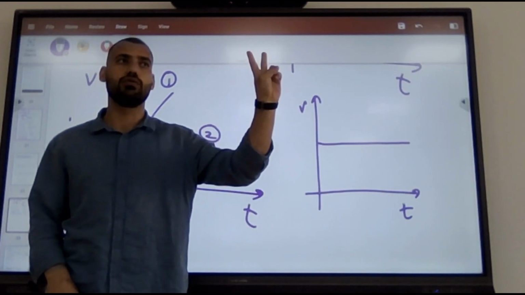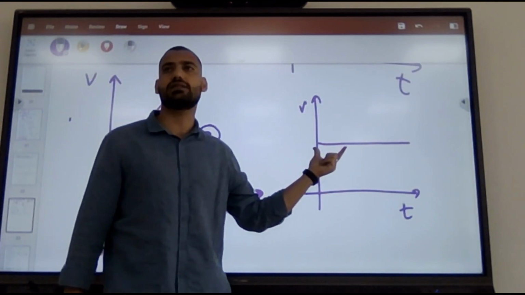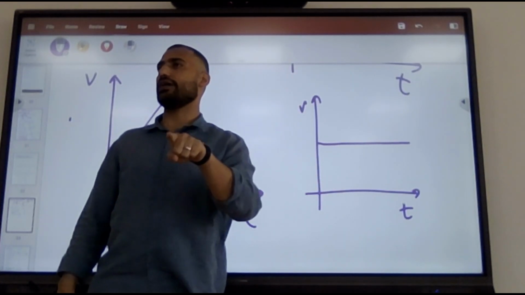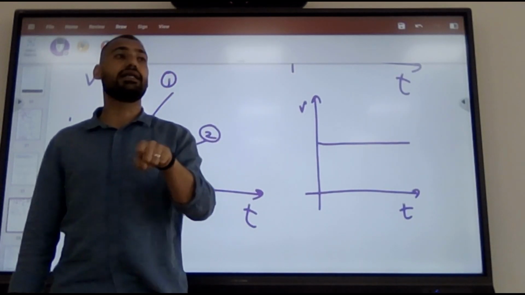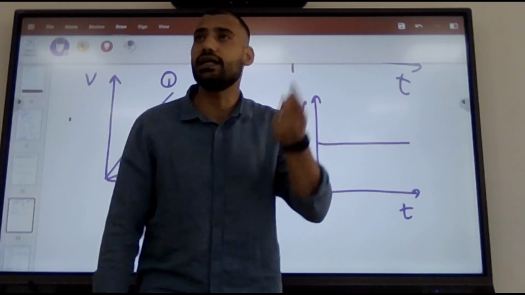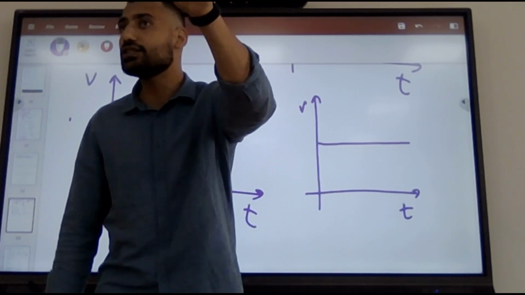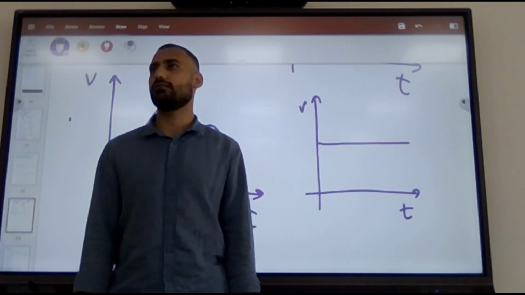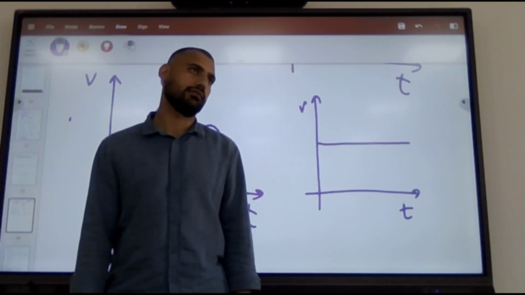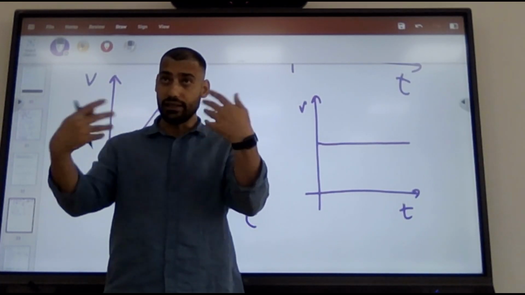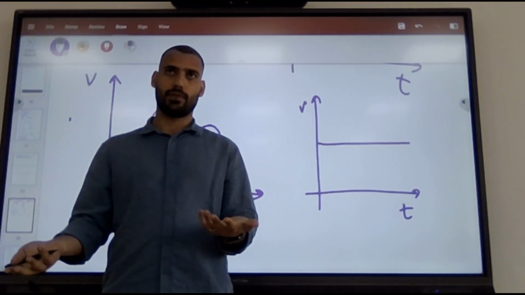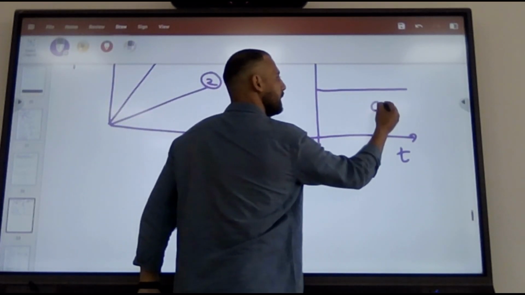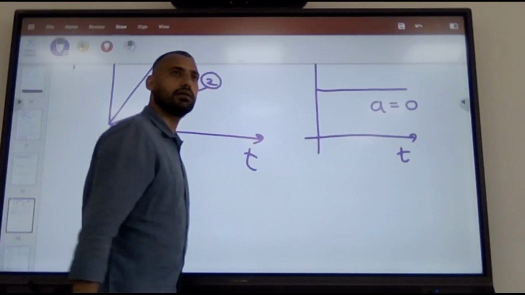Point number one. Point number two. You said, sir, velocity is constant. When the velocity is constant, by the definition of acceleration, it is the rate at which velocity changes. Is there any change? No. Is that clear? That is how you understand. Okay, tell me one more thing. So acceleration here would be zero, isn't it?